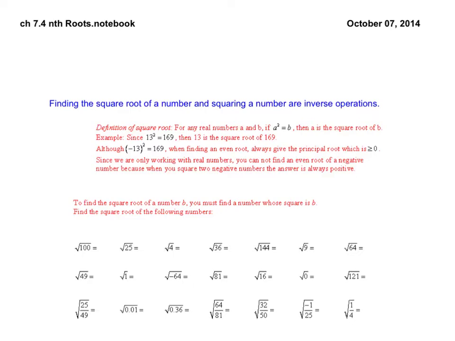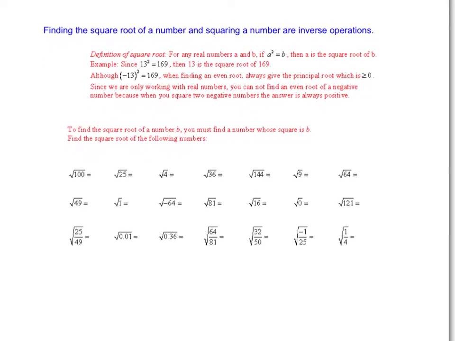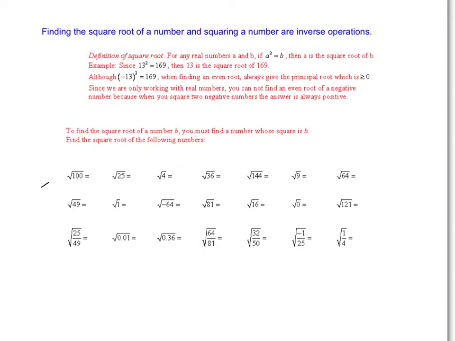Okay, on this one, we're going to look at relating the square root of numbers and squaring a number, that they are inverse operations of each other. When you do a square root, you're looking for what number multiplied by itself will give you the original number back again, the radicand back again. When you see the square root sign, note that we're looking for the positive square root. All the time we want to have the principal root, which is positive.